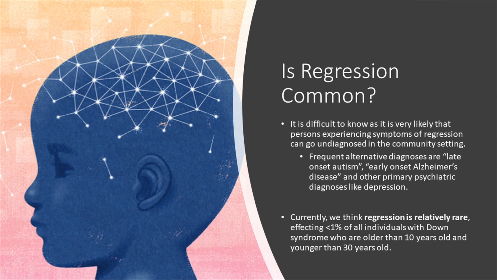That said, despite having seen a really ridiculous amount of patients with Down syndrome regression disorder during my fellowship, we do think that this is still pretty rare, affecting much less than even 1% of the persons with Down syndrome, and we think the age range is between 10 years of age until 30 years of age, give or take.